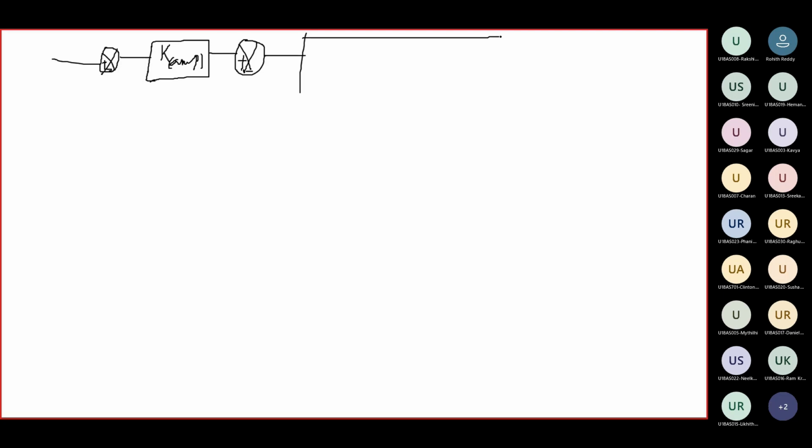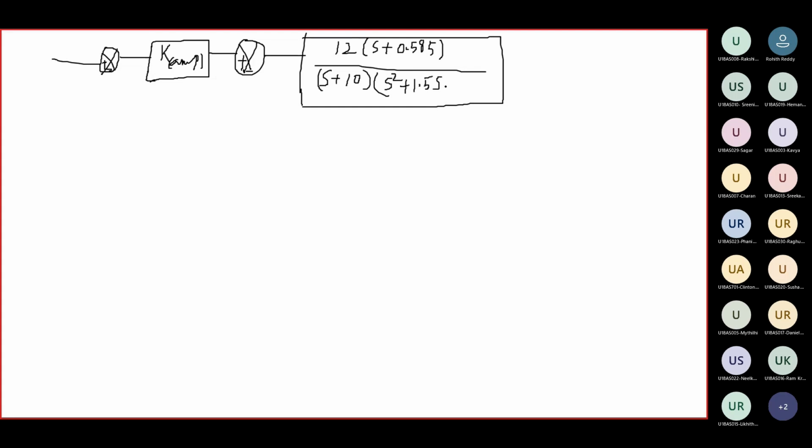Then we combine both these transfer functions, the aircraft as well as the elevator transfer function, that is called your 12 times of S plus 0.585, then S plus 10, into S square plus 1.5S plus 1.47.